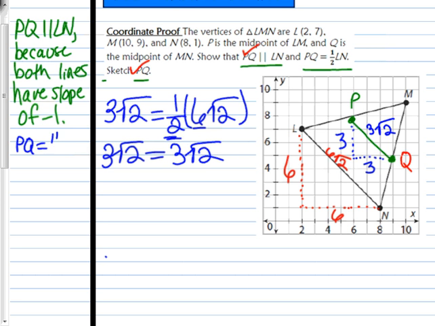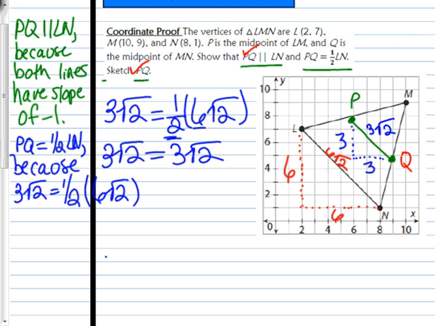PQ is half of LN, comma, because 3 square root of 2 is half of 6 square root of 2. There's my answer. And as I told you at the beginning, this was a long problem. We had to find the midpoints. We had to then show that they were parallel, and now we had to find the length of the sides to prove it. Okay, so 3 things, but now you can see that indeed it's true.